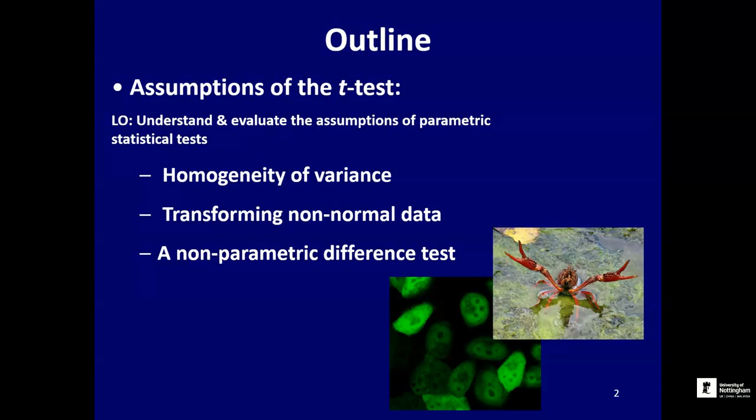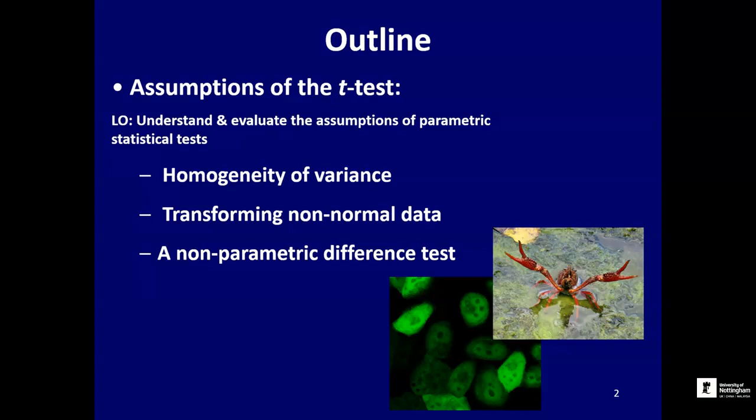So let's look at the outline for this lecture, again in 3 parts. This lecture is all about the assumptions of the t-test as an example of a parametric statistical test. And we've already dealt with the assumption of independence in the previous lecture. We're now going to look at 2 other crucial assumptions: the assumption of homogeneity of variance, i.e. the idea that the variances of the samples in the test are the same. That sounds a bit daunting, but it's actually quite straightforward. And then we'll look at the assumption that data are normally distributed, which I've already mentioned, and in particular what to do if that's not the case.